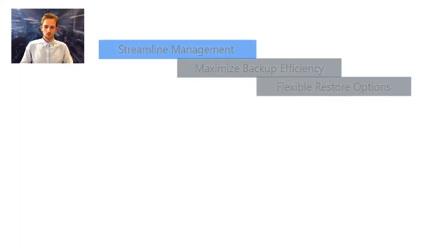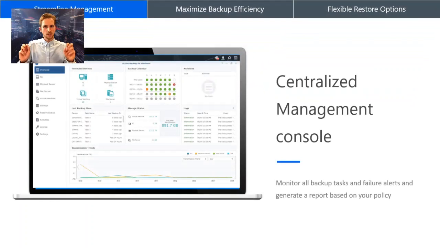First of all, in Streamlined Management, we have the Central Management Console, which is the first window you will see when you open Active Backup for Business. It will show you all of the devices you're backing up. It will show you the calendar of backup. If anything has gone wrong in the logs, it will show you the total amount of storage taken up by the backups and so forth.